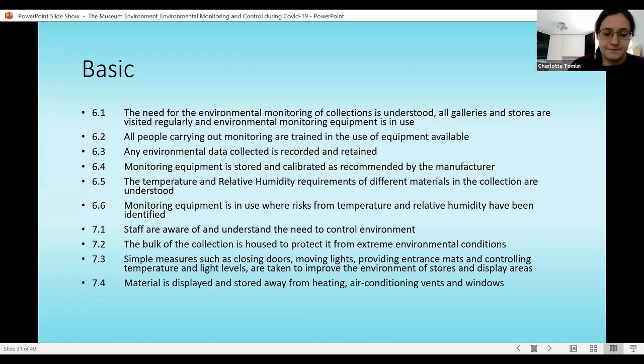So firstly, benchmark 6.1, the need for environmental monitoring of collections is understood and stores are regularly visited and environmental monitoring equipment is in use. And 7.1, staff are aware of and understand the need to control the environment. So we're focused today on understanding the need for environmental monitoring and control in areas that house collections. So you are well on your way to achieving these benchmarks.